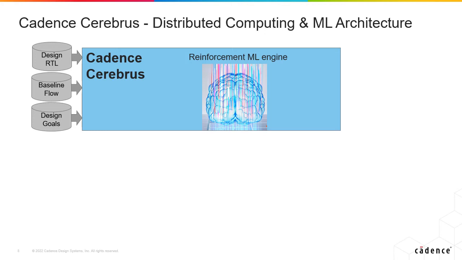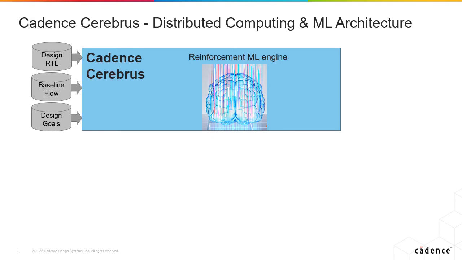Cerebrus includes the Cadence reinforcement learning engine and a fault-tolerant system to efficiently manage the distributed workload across multiple computing nodes. The initial inputs are design specifications based on netlist or RTL, and a baseline flow which runs these design specifications through the implementation flow. One of the important aspects of Cerebrus which I want to highlight here is that it does not require any modifications whatsoever to the baseline flow, so the startup time to run Cerebrus is practically zero.